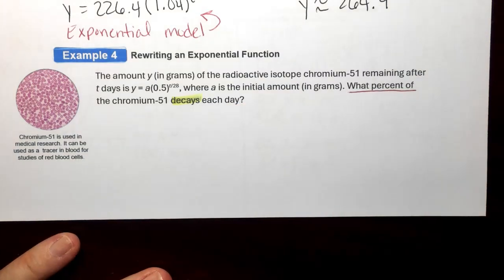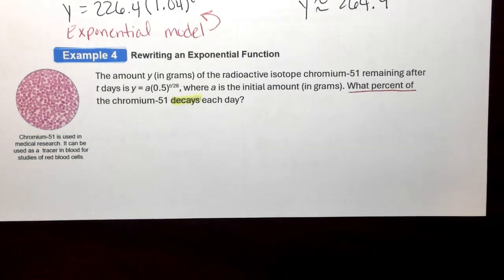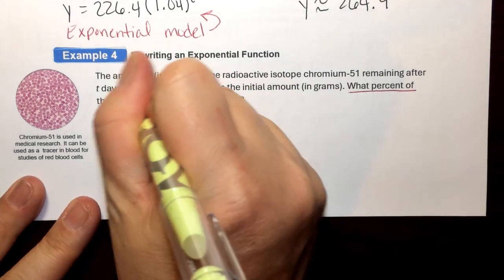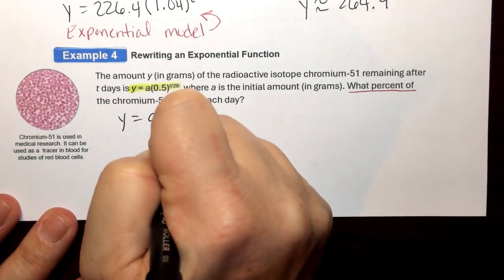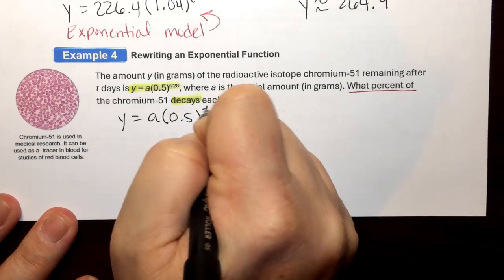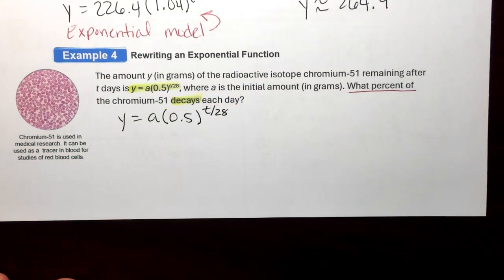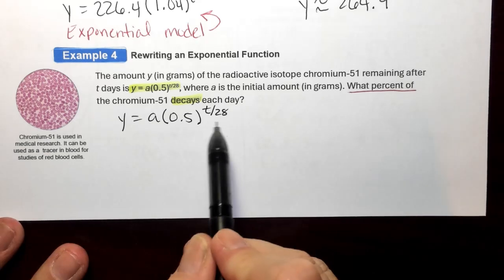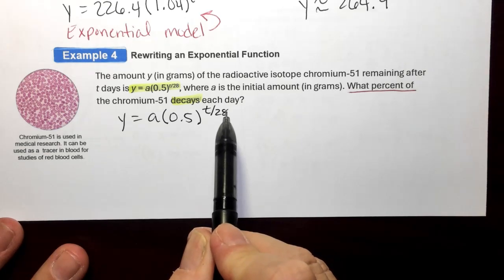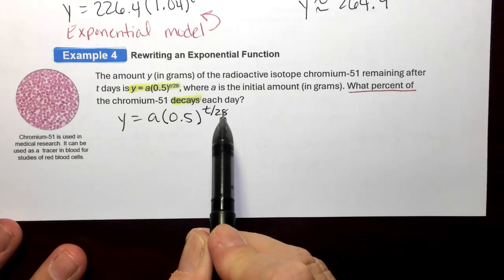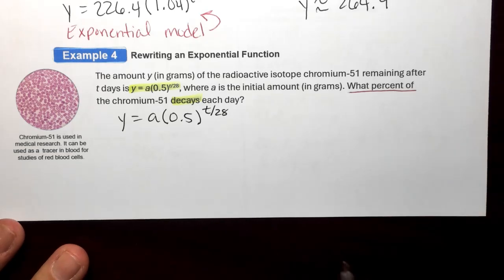Okay, so let's start off with what we know. So they give us this equation right here. So let's start off with that. So we got Y equals A times 0.5 to the T over 28. All right, so we need to get rid of this 28. And the way that we're going to do that is we are going to multiply.